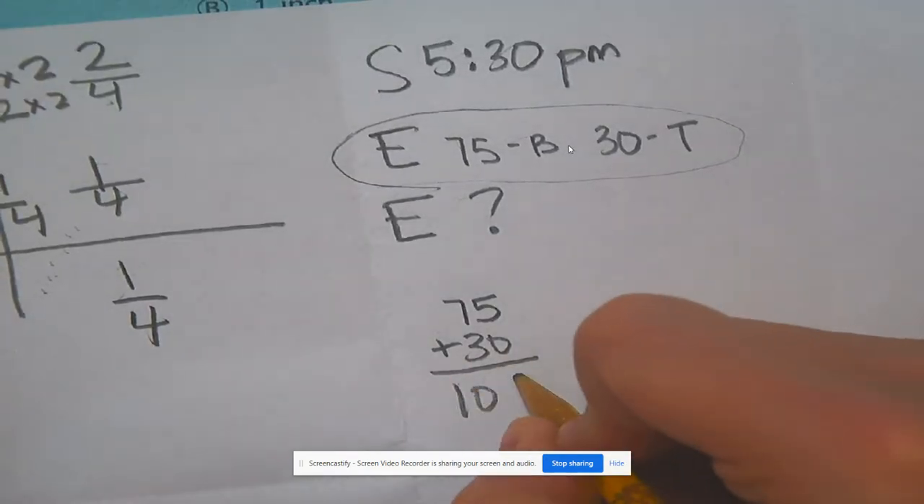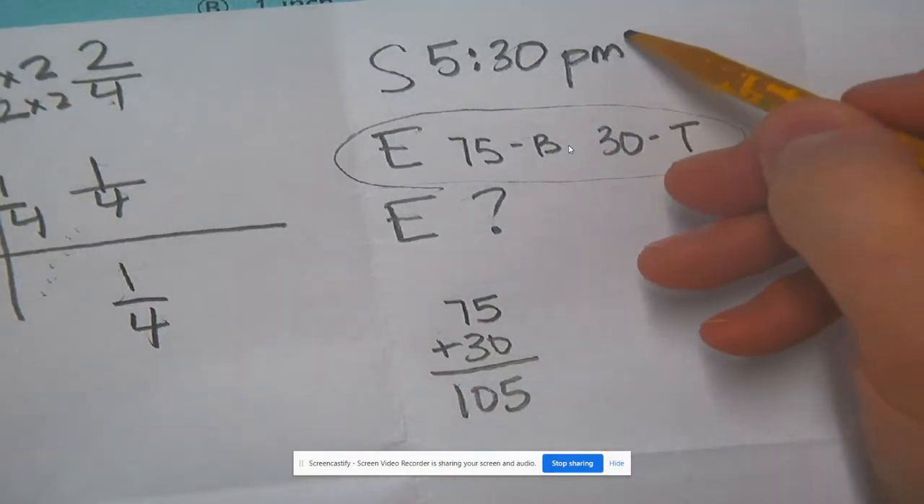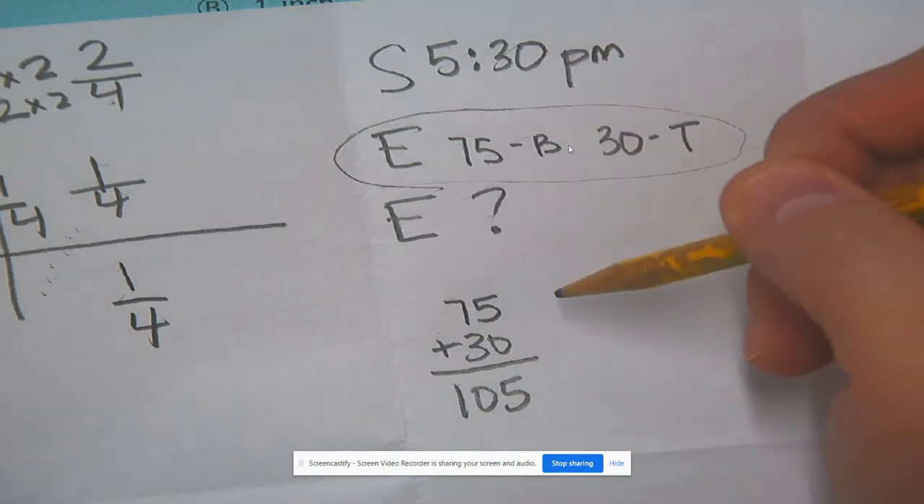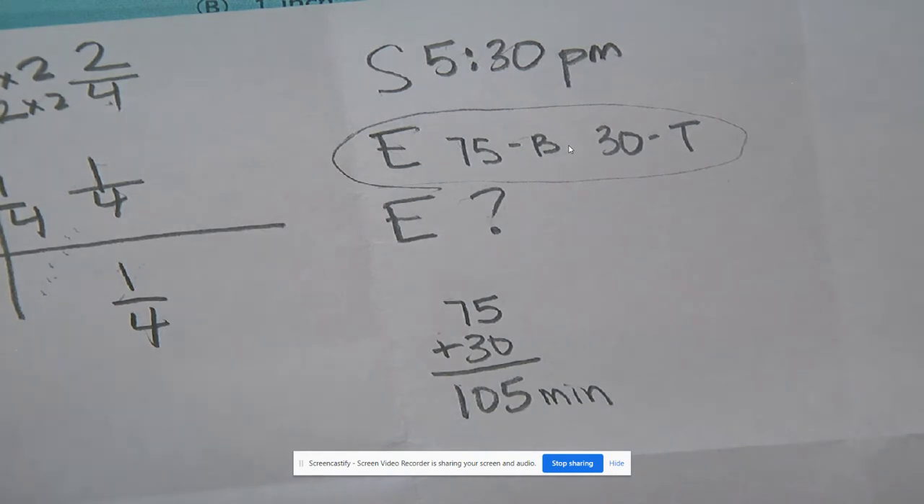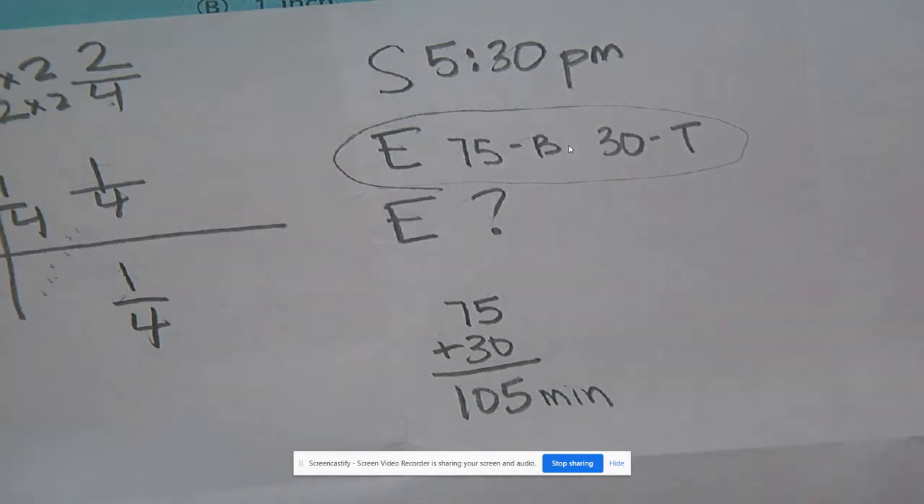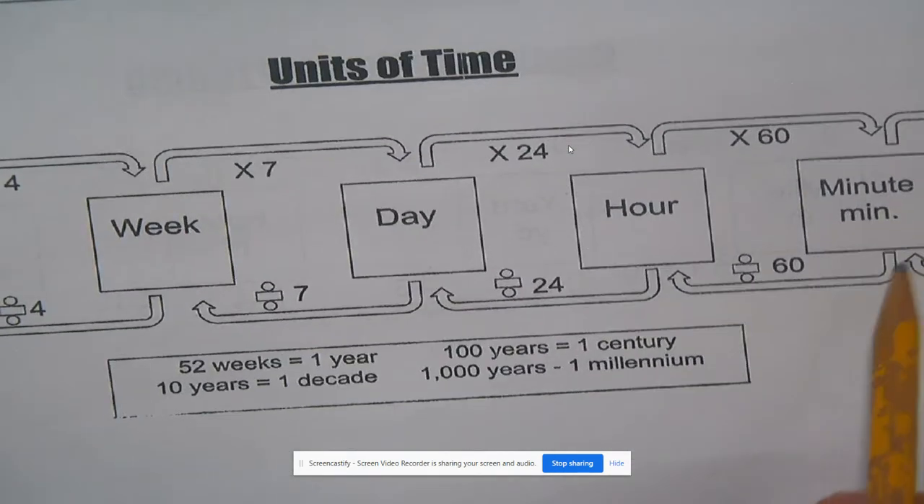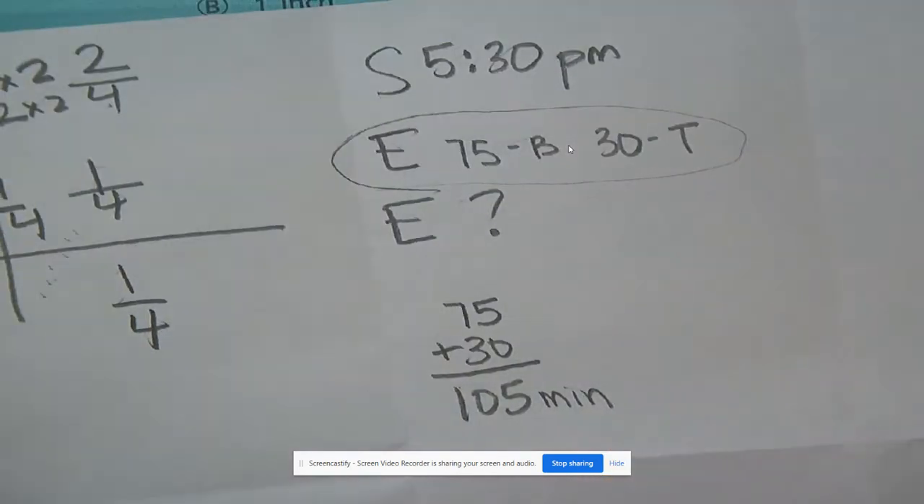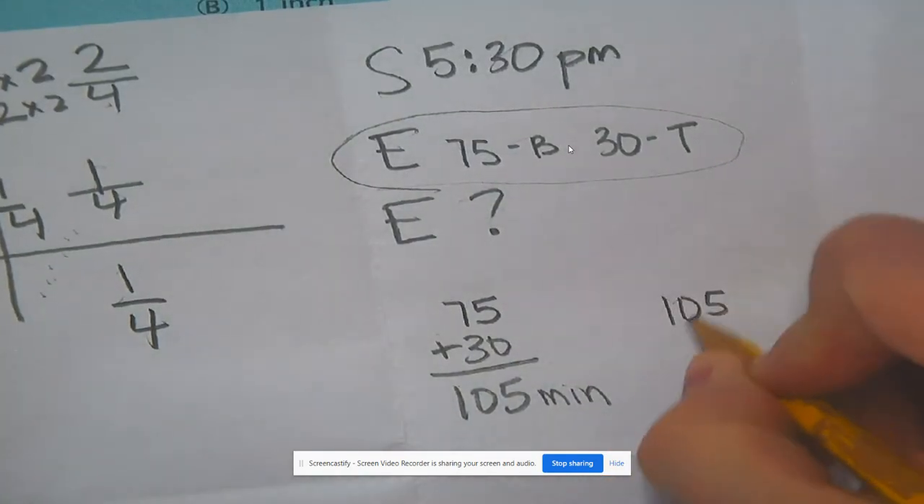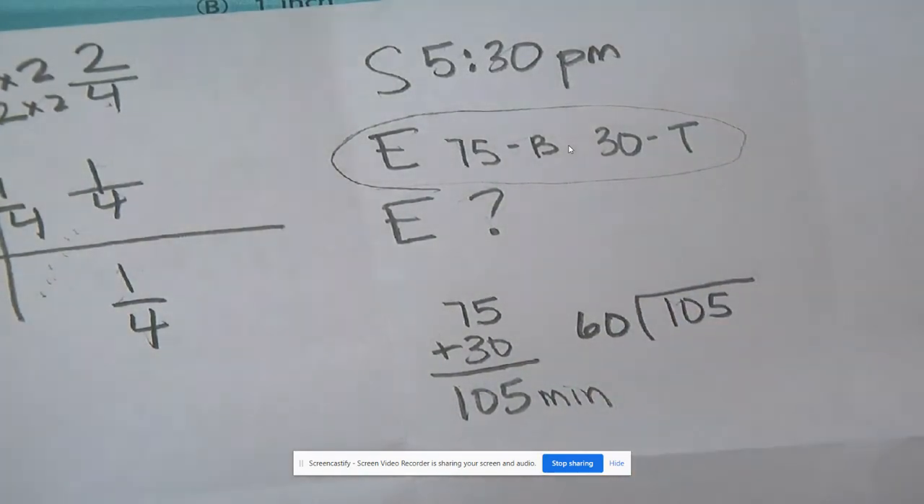105. Now, is that going to help us when we go back to this time? No, we probably need to change it. This is minutes, right? We've got to change it into hours. How do I go from minutes to hours? Divide by 60. Okay, do it. Go. I need to see everybody's pencils moving.